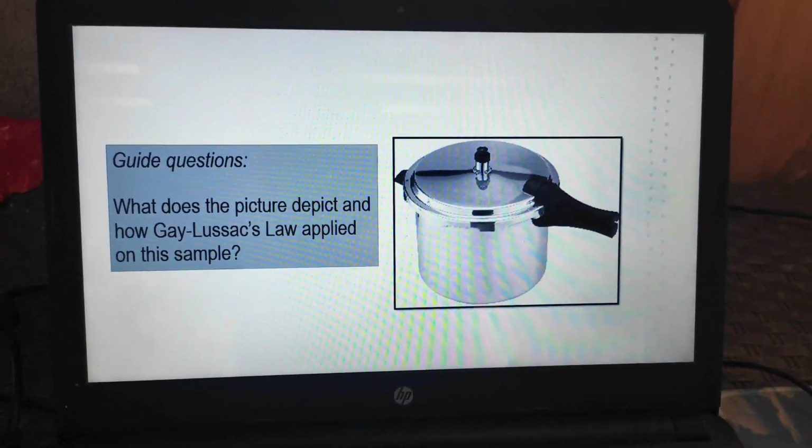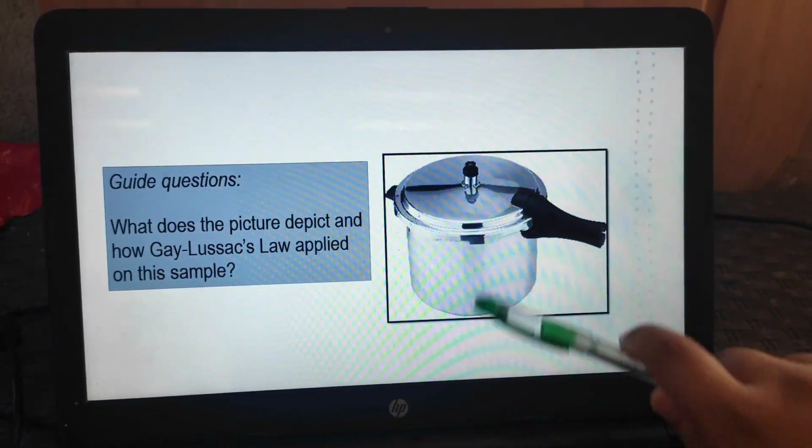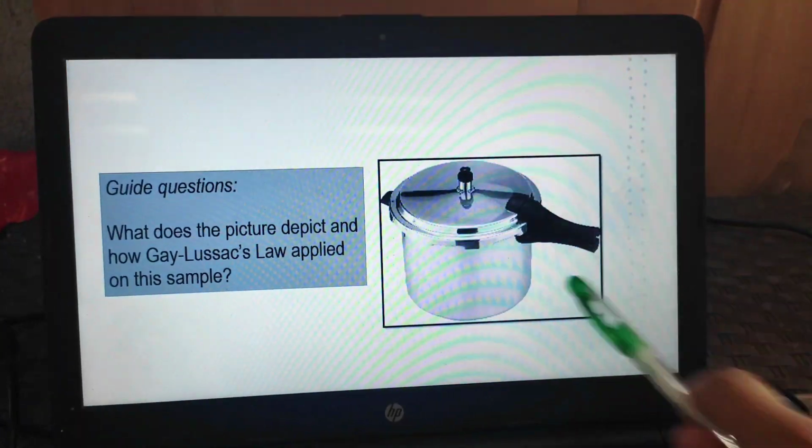For our application, Gay-Lussac's law can be applied in the pressure cooker. When the temperature increases, the pressure also increases. That is why we have the pressure cooker.